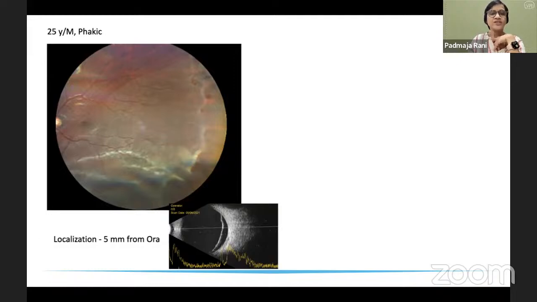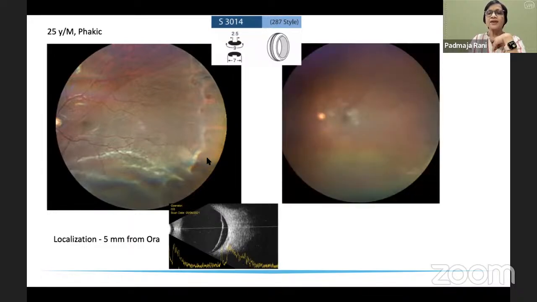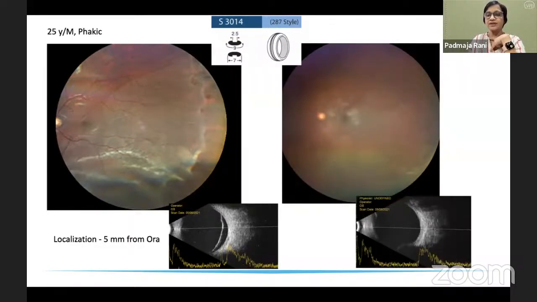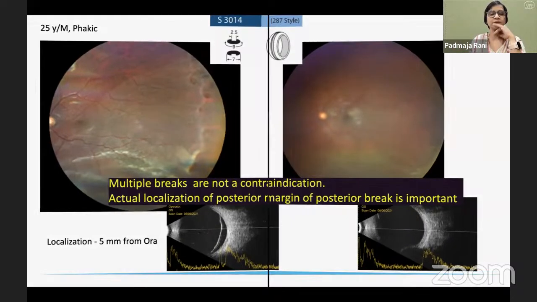And localization: the posterior-most break is what you will localize. This is the posterior-most break, which was 5 mm from ora. So now I chose a 287 again, because I suspected some tractional component, like lattices with holes in them. And then we have done this nicely. So multiple breaks are not a contraindication, and actual localization of the posterior margin of the posterior break is important.